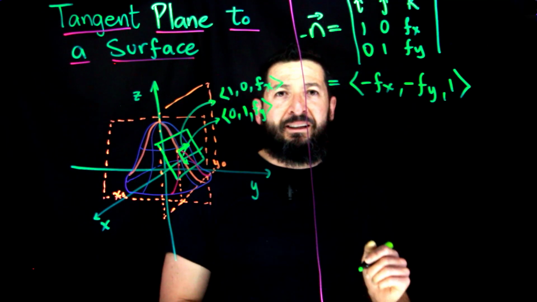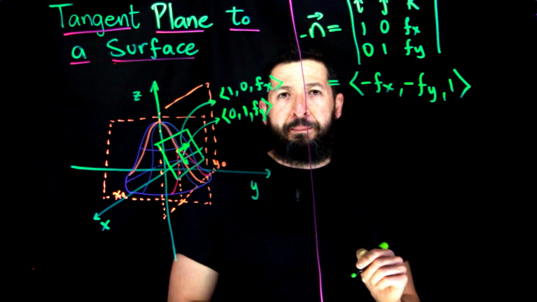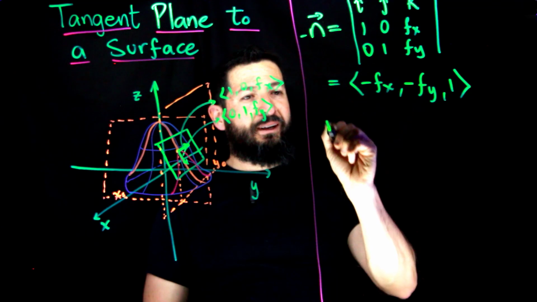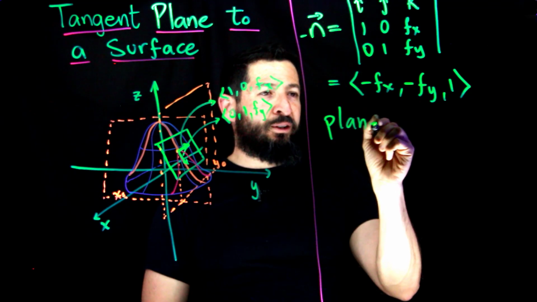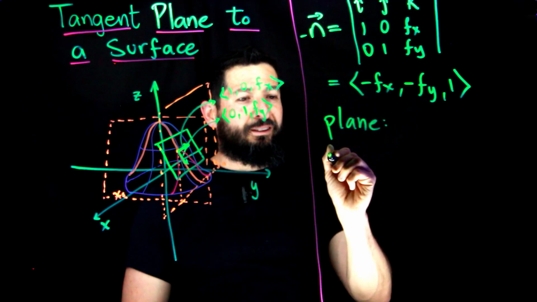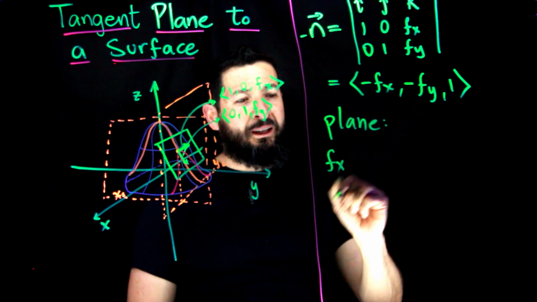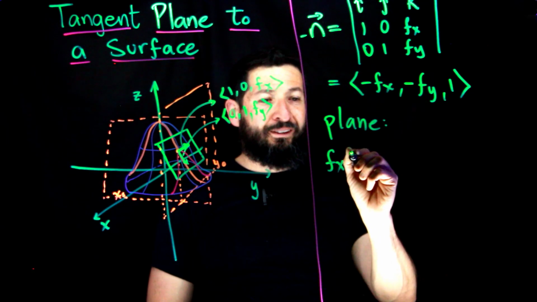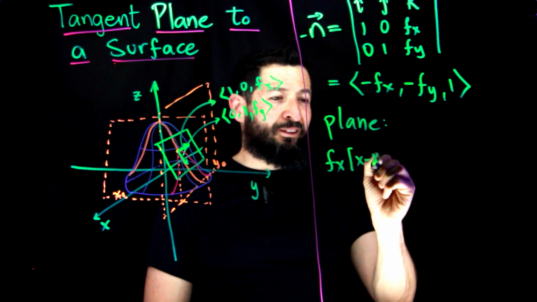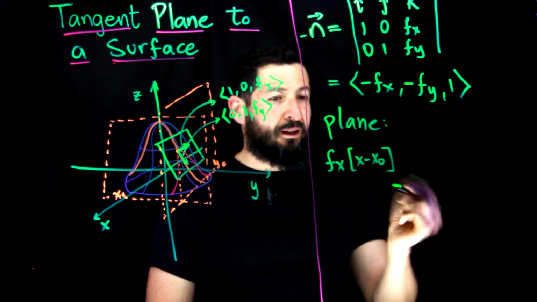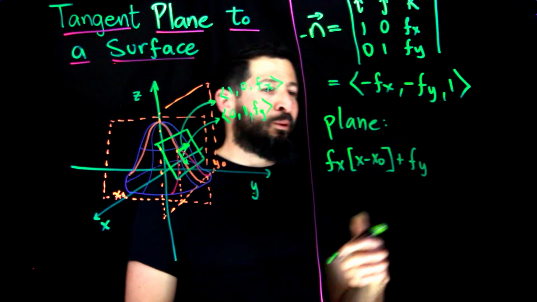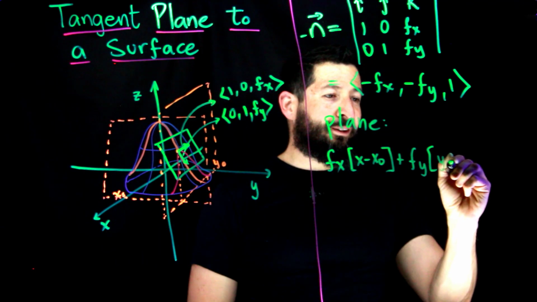So in any case, I get that that is going to be my vector. So the equation of the plane, finally, we got to it. The equation of the plane, as I told you, is the partial with respect to x, evaluated at x0, comma y0, times x minus x0, plus partial with respect to y, evaluated at x0, comma y0, times y minus y0.